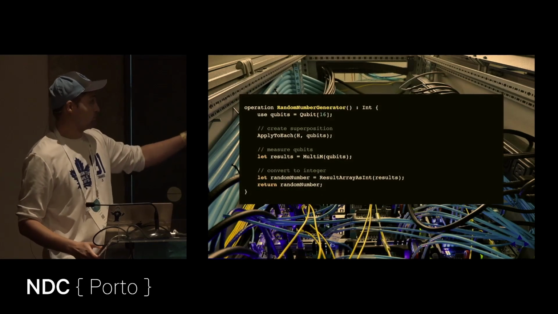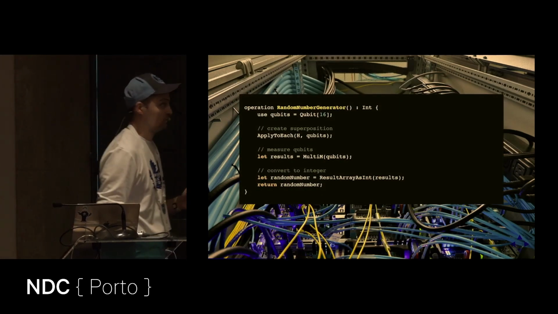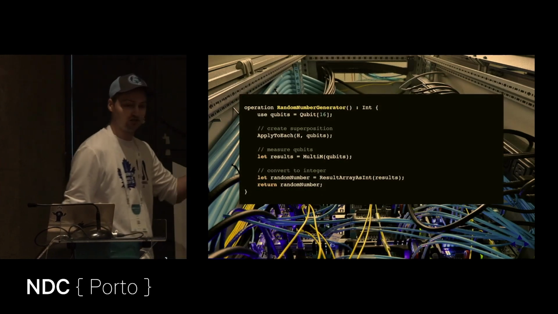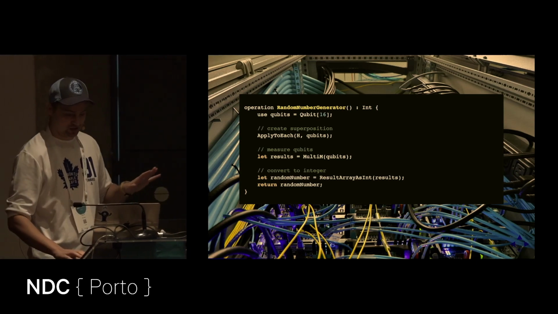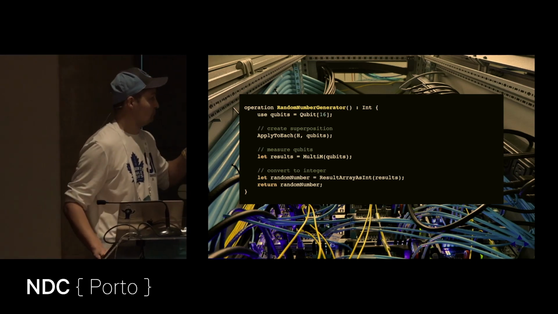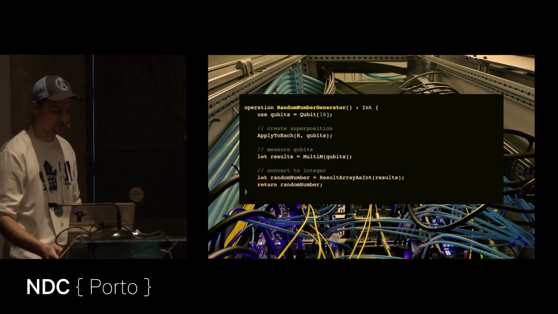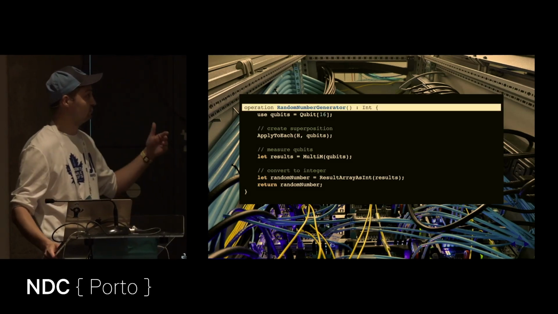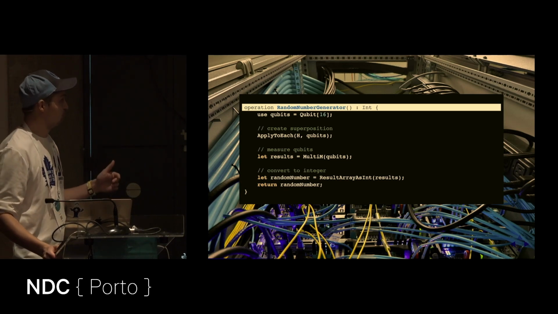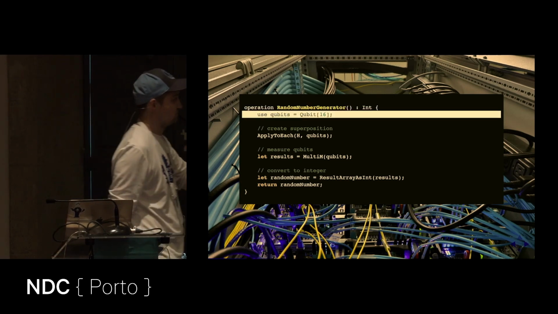Here is an example of a Q-sharp program. It's not even a full program, it's just a single operation. The point here is not to discuss what is going on deeply. We will actually have time for that later, but this is just to familiarize yourself with the syntax, right? So this is defining an operation that generates a random number. It will return an integer, and what it does, it allocates 16 qubits.